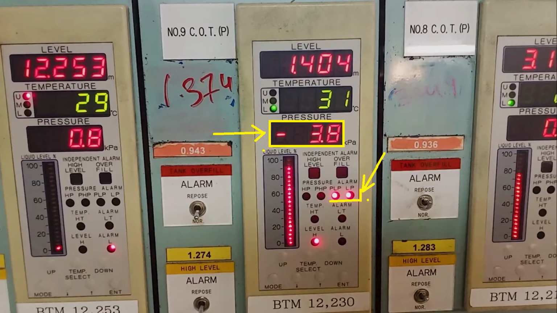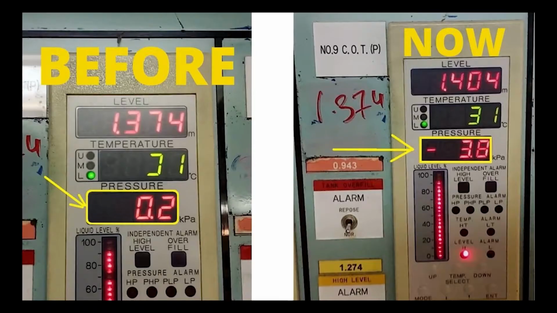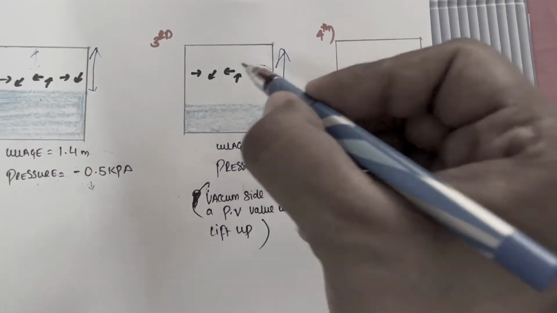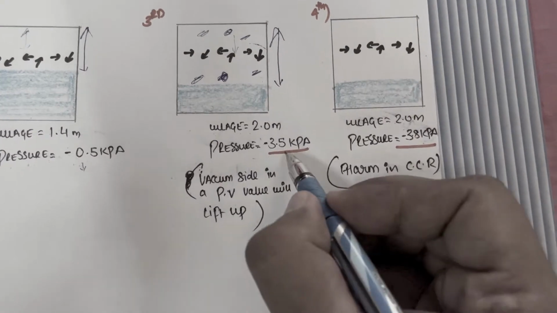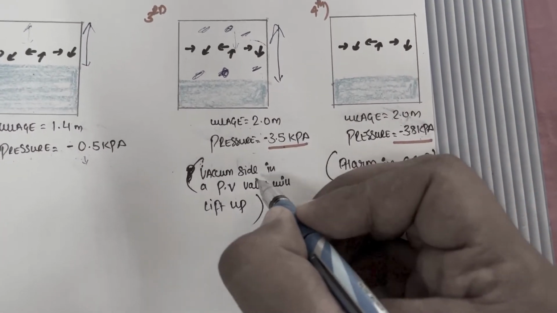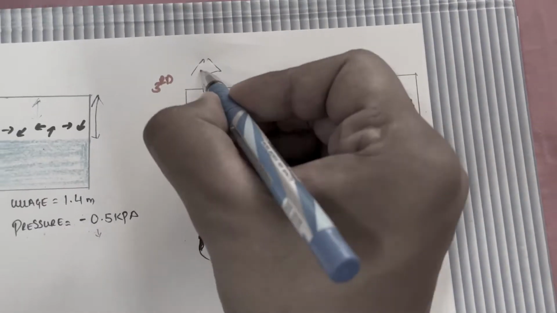The next thing which is changing over here is pressure. As you can see in the pressure screen, it has gone down to minus 3.8. Before, if you would remember, it was 0.2. Earlier in this video, I've already shown you that whenever we are discharging, your tank pressure will go down, or it will go into vacuum, and the vacuum side of the PV valve should lift up to release this vacuum.